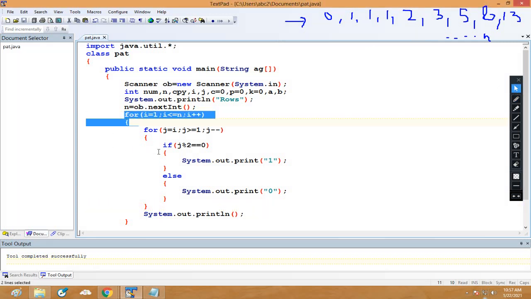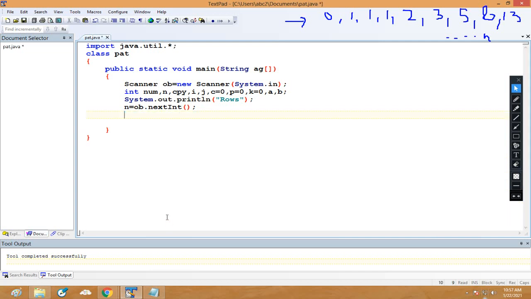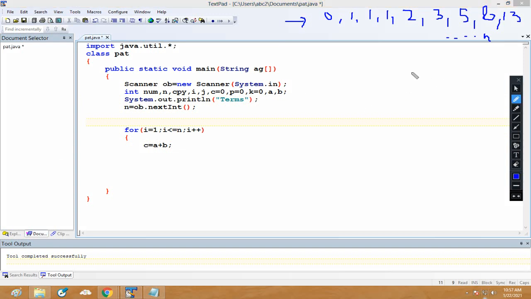So before that, Riddhi, please pay attention. For this question, you ask the user for the number of terms, that is n. After that we need to start a loop from 1 to n. And now c equals a plus b. So what should be the values of a and b? Please see here. First of all, for generating the Fibonacci series, we apply a simple logic: 0, 1.